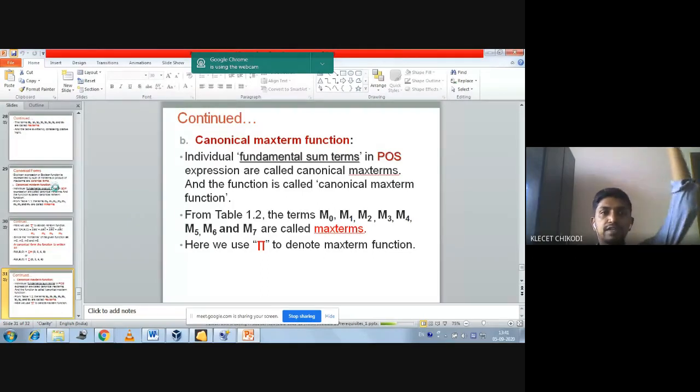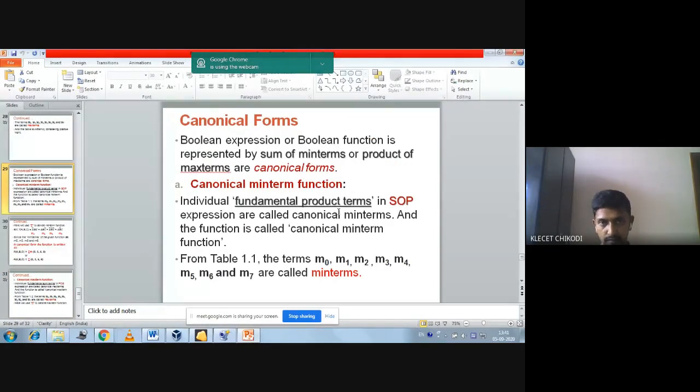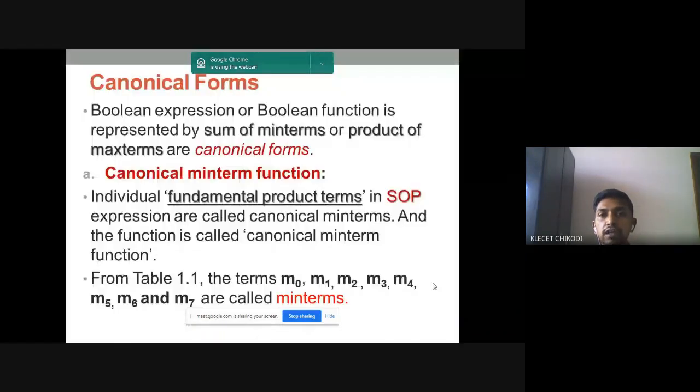Now we'll see the canonical forms. In comparison of SOP and POS, I have mentioned the summation symbol and phi symbol. So we'll use that here in the canonical function. In the canonical forms, we will use those summation and phi functions to represent a canonical min term function or canonical max term function. You can see that here, the Boolean expression or Boolean function is represented by sum of min terms or product of max terms.